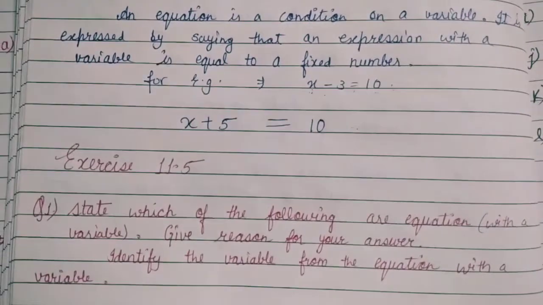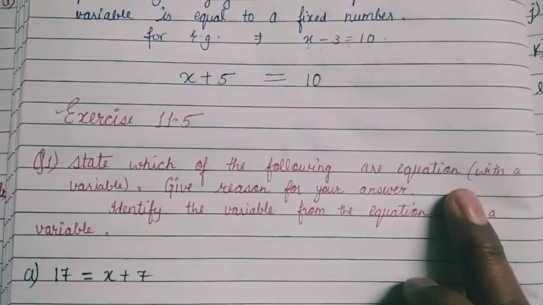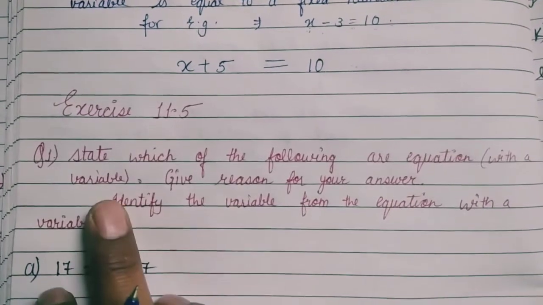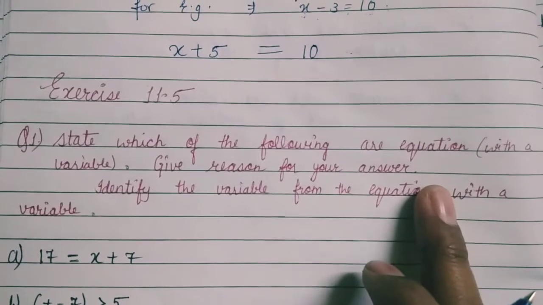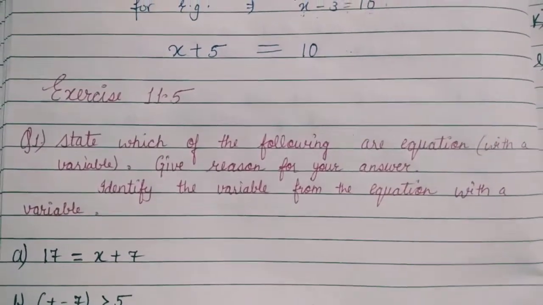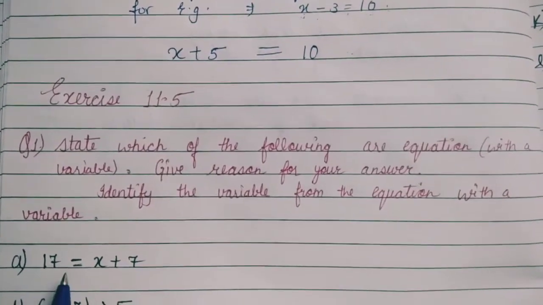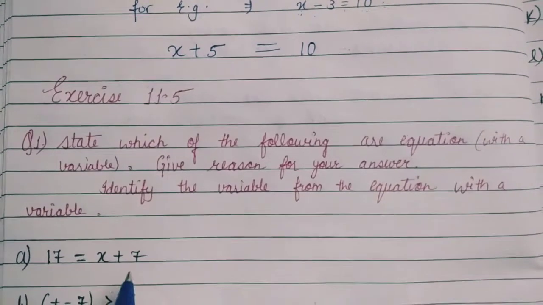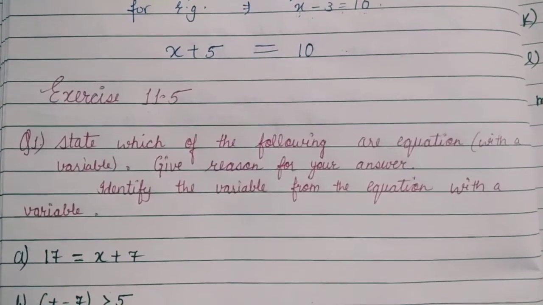Its first question is: state which of the following are equations with a variable. Give reason for your answer. Identify the variable from the equation with the variable. Okay, so simply we have to see which is an equation having a variable, and we also have to identify the variable of the equation.